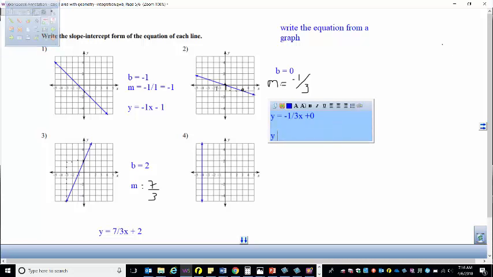But I could also just write it y equals -1 over 3x. I don't really have to put the 0.